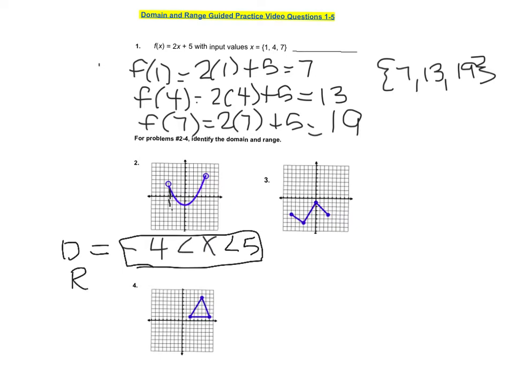Now, to find the range, we're going to go bottom up. So we're going to start from the bottom. And so it looks like it's going to be -2, and it's going to be included on the line. So it'll be less than or equal to y.